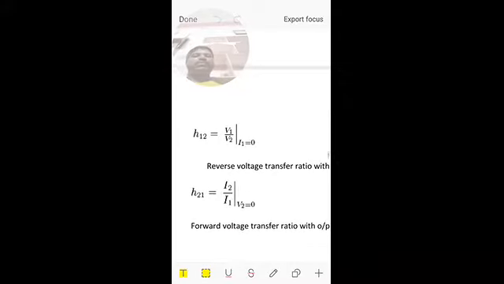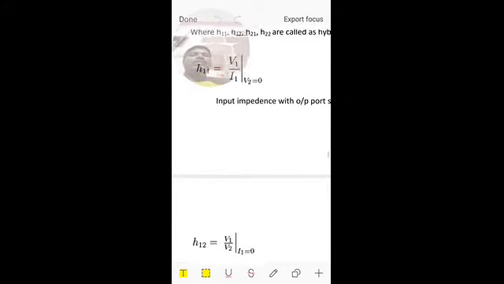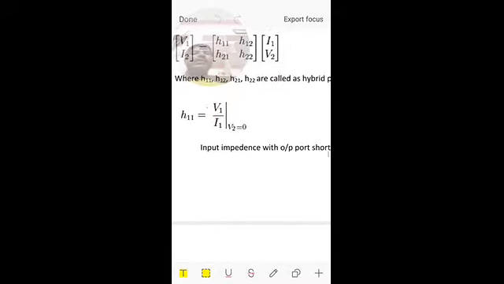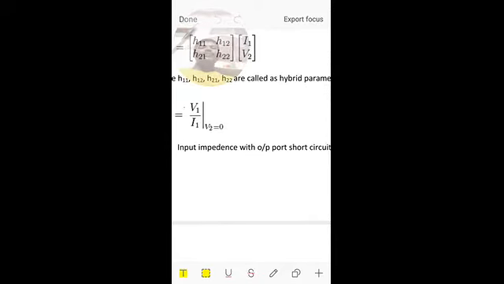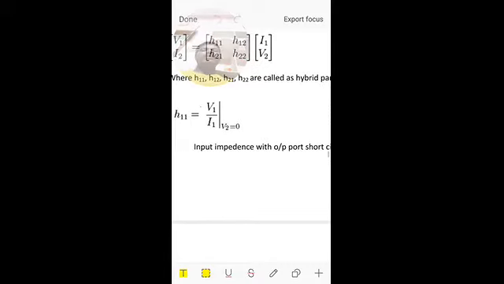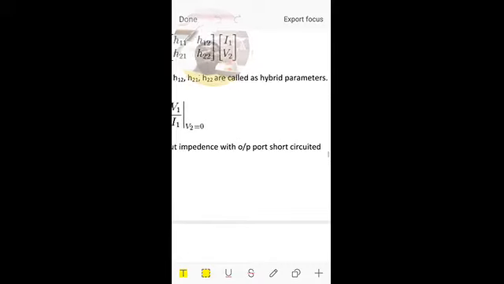So like this, here the H11 is represented with the ratio of V1 by I1. It is the ratio of input voltage to the input current. So it is known as input impedance with output port short circuited.